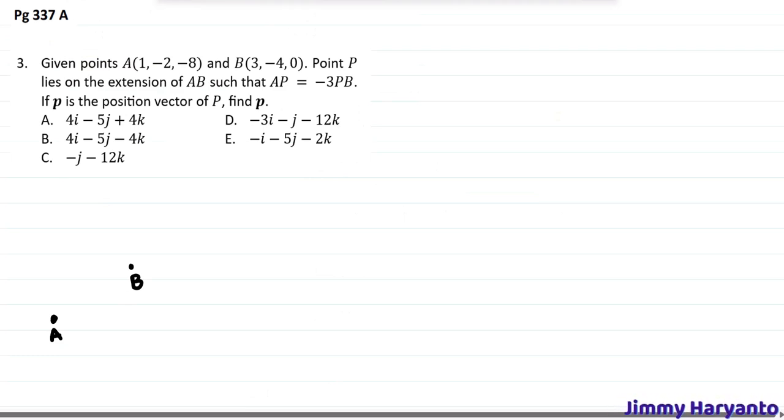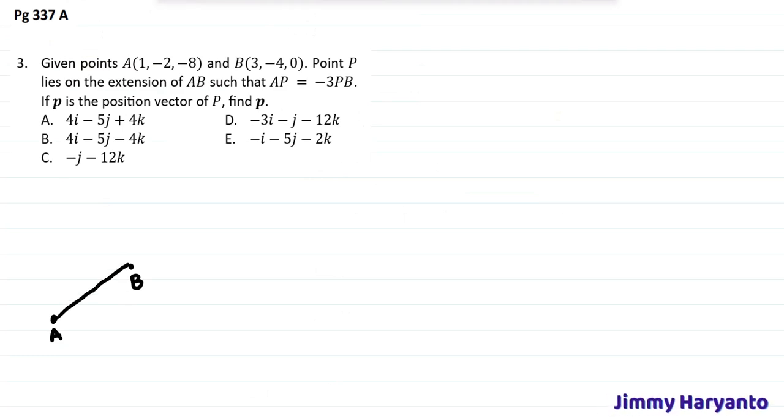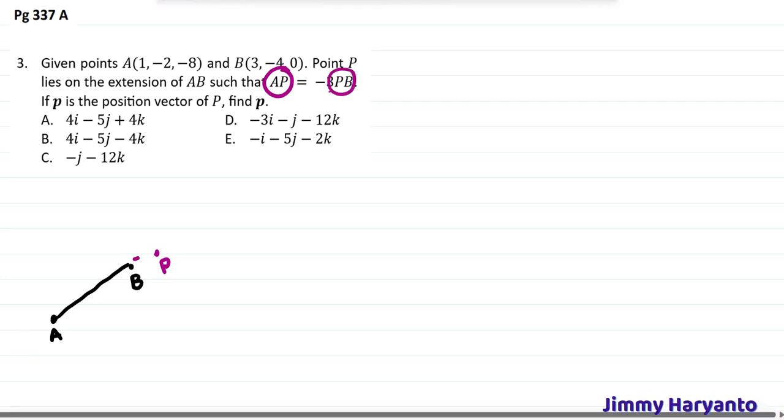Okay, next is question 3. For question 3, we have AB, and another point P which lies on the extension of AB such that AP equals negative 3 PB. We have a negative multiplier here, which means P will be outside A and B. So P can be right here or right there. As you can see, AP is longer than PB, and PB is shorter, so P has to be right here. That means AP equals 3 and PB equals 1, just like that.